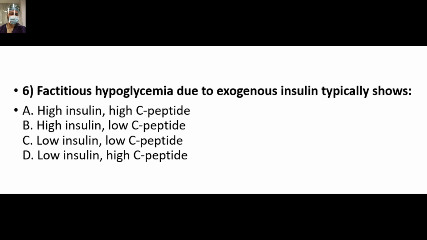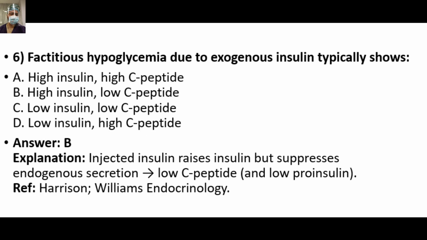Factitious hypoglycemia due to exogenous insulin typically shows, so the answer is B, that injected insulin raises insulin but suppresses the endogenous secretion, leading to low C-peptide and low proinsulin level. So that is the catch, that in endogenous hyperinsulinemia, both the insulin and C-peptide and proinsulin level will be high.